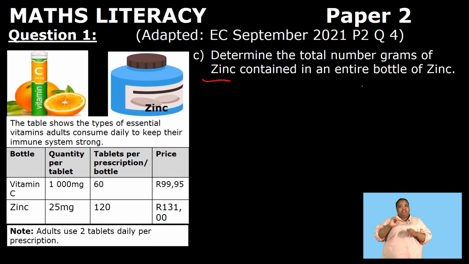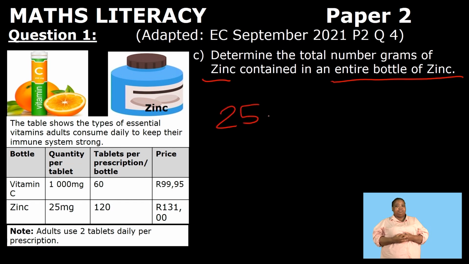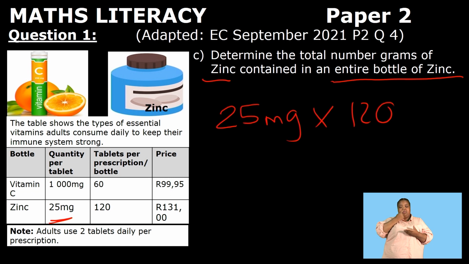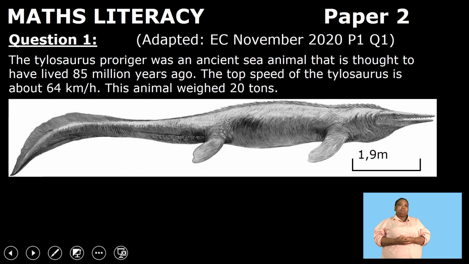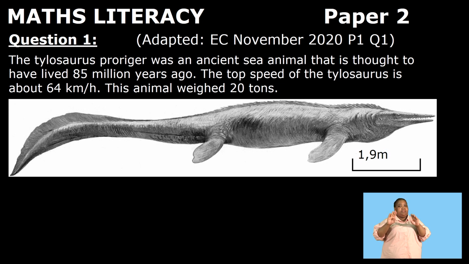Determine the total number of grams of zinc contained in the entire bottle of zinc. Now remember, that will simply be the quantity per tablet, there it is, times the number of tablets in the bottle, 120, and then by using your calculator, you will get the answer. Let's look at a last few questions on maps and scale.